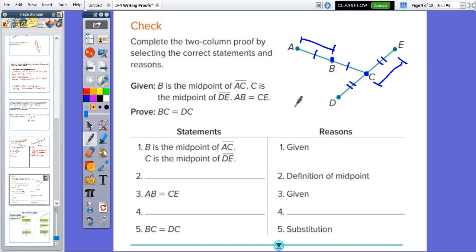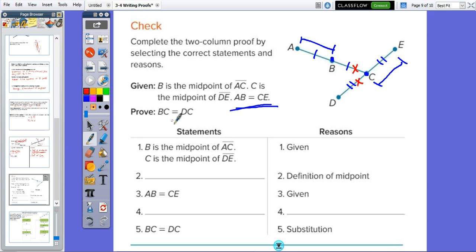That's all given information right there. Okay, the goal, I'm going to do this in red, is to state that BC right here is congruent to DC right there. That's the goal, to say those two individual parts are congruent to each other, which hopefully we'll be able to do. All right, so let's check this out.